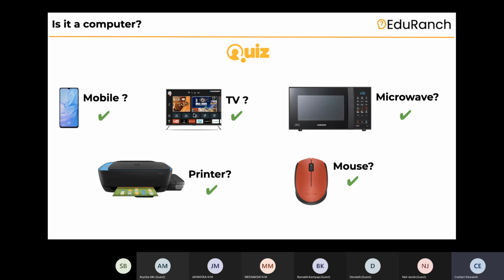Similarly, microwave. So microwave also you give some input by setting, okay, 30 seconds is the timer I'm setting to heat my food, and the microwave processes something, and after 30 seconds it gives you the heat or hot food to you, right? So it is also a computer. So a printer, you give an input that I want to print this document, and then the printer gives you a printed document. So that is also a computer.